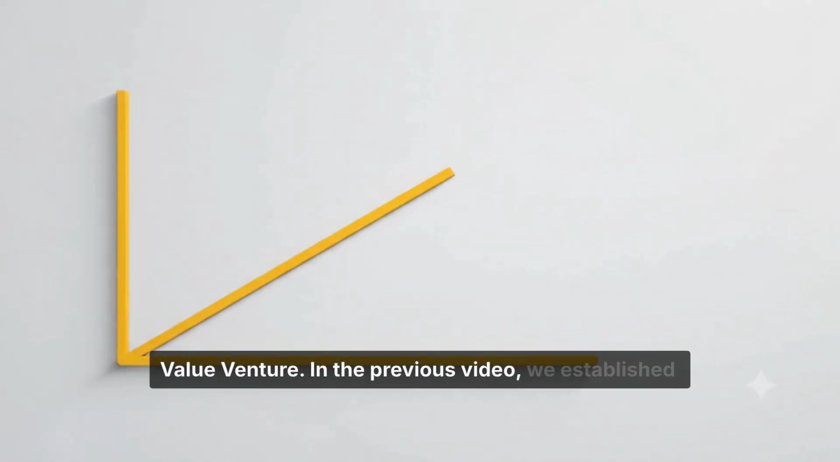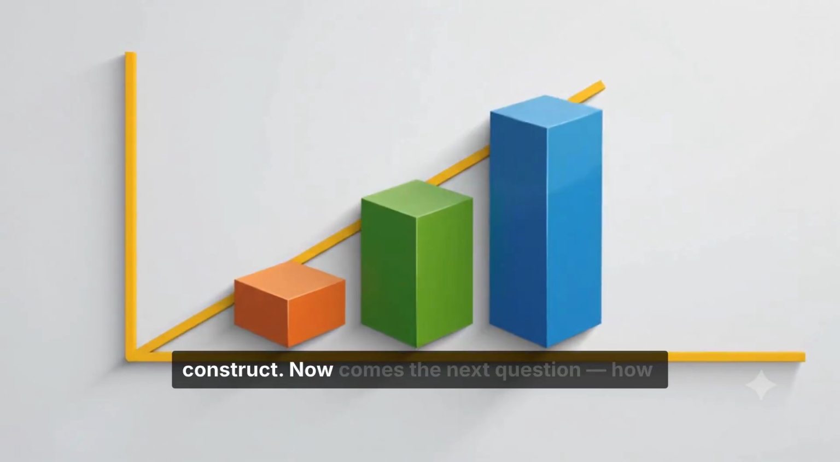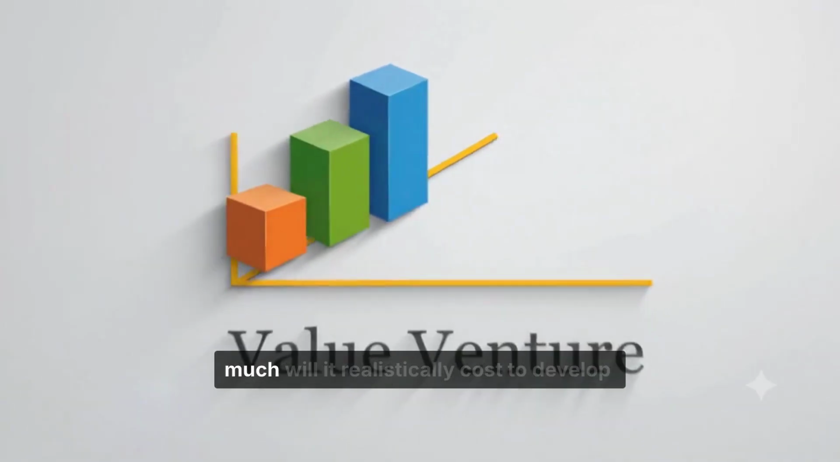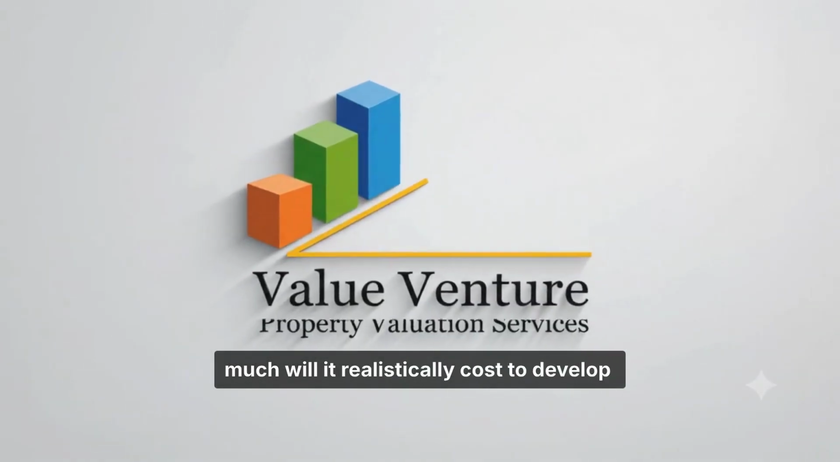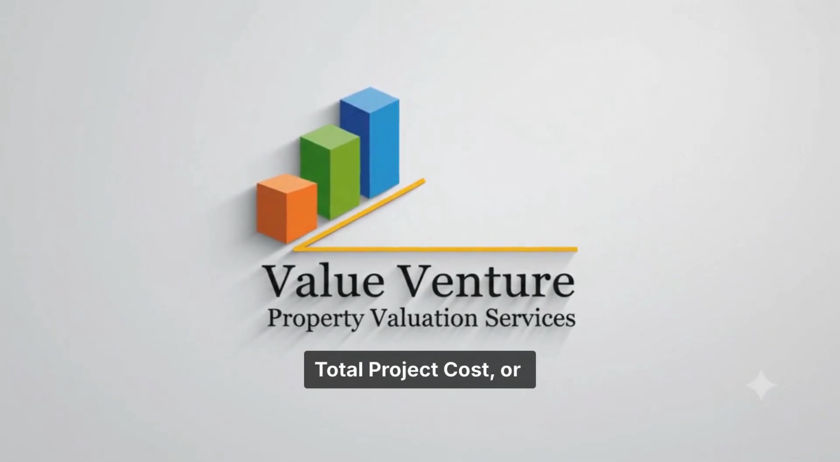In the previous video, we established what the developer is actually approved to construct. Now comes the next question. How much will it realistically cost to develop and complete that project? This is called the total project cost or TPC.